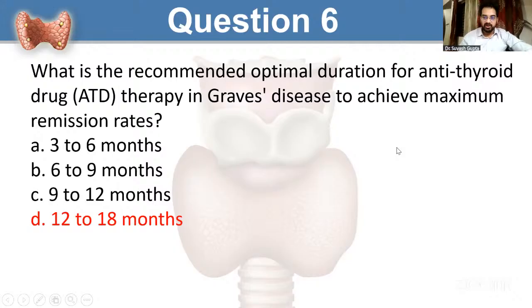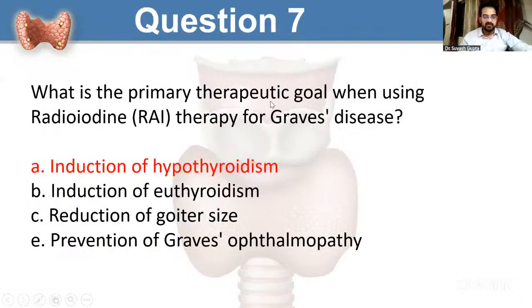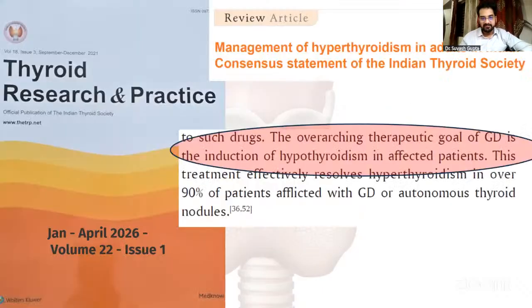The recommended optimal duration for ATD therapy in Graves' disease is 12 to 18 months, again mentioned in the article by the journal. This publication focuses on the management of hyperthyroidism and is a very good article to quickly get a hold of the management protocols. The primary therapeutic goal when using RAI therapy for Graves' disease is not induction of euthyroidism, as many of us have marked. It is induction of hypothyroidism. This is again given in the ITS journal. The overarching therapeutic goal of RAI in Graves' disease is the induction of hypothyroidism in affected patients.